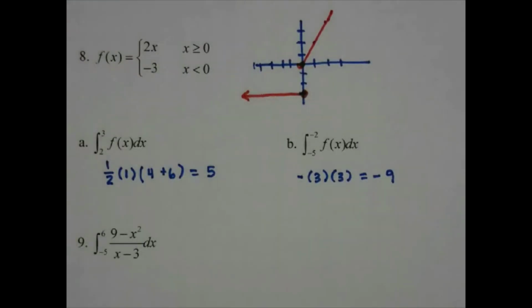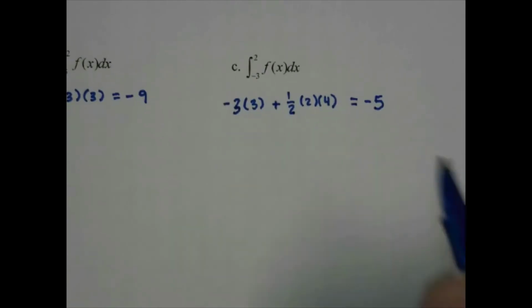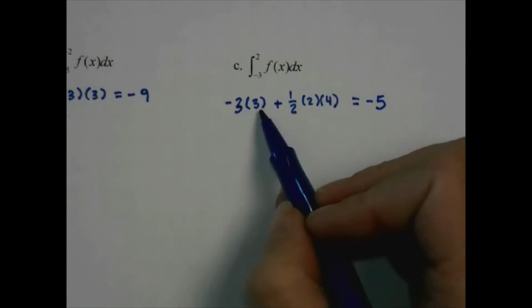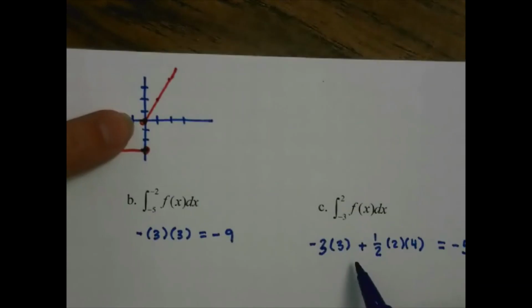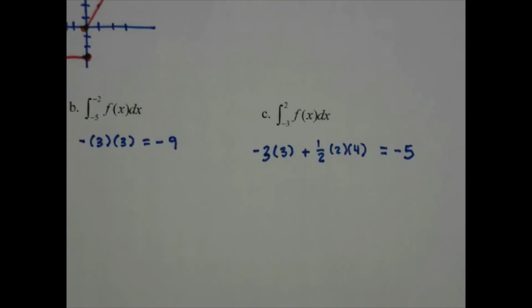And it may help to graph this. I just didn't want a bunch of graphs on the same thing. So this ends up being a -5. And I realized you haven't been able to see any of that. So we have -3 to 3 for the rectangle. And then 1/2, 2 times 4 for the triangle gives us a total of -5.